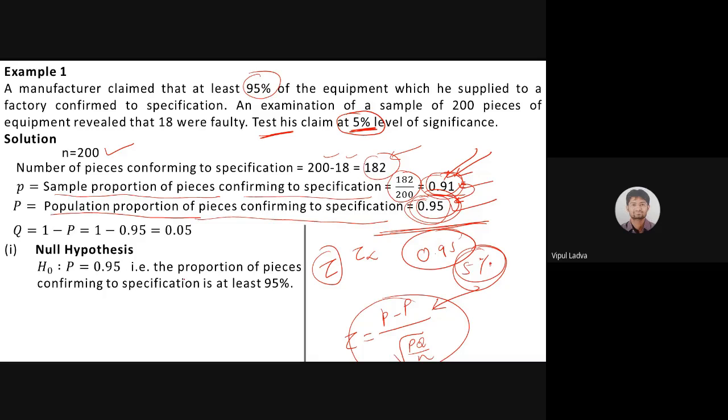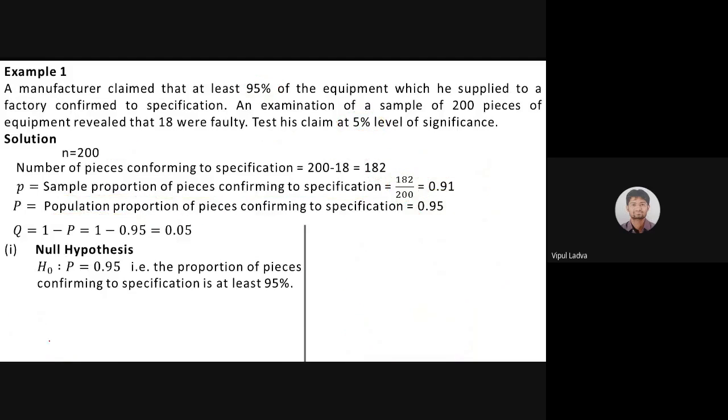So let's try to set some of the basic fundamentals. Once we are good with all this, what small p is and what capital P is, we know that. Once we are having capital P value, we need to identify Q, that is Q is 1 minus P, so it is 1 minus 0.95, it will be 0.05.